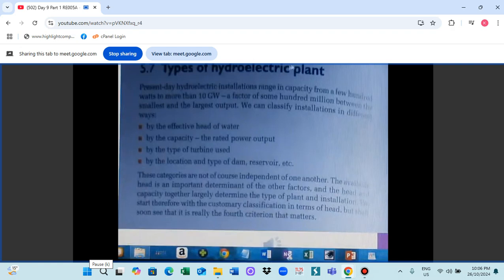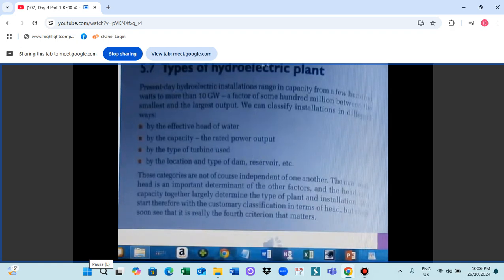So there are types of hydroelectric plants. Hydroelectric plant types depend on the effective head of the water, on the capacity and rated power output, on the type of turbine used, and on the location and type of the dam, reservoir, etc. Those influence the type of the hydroelectric power plant.